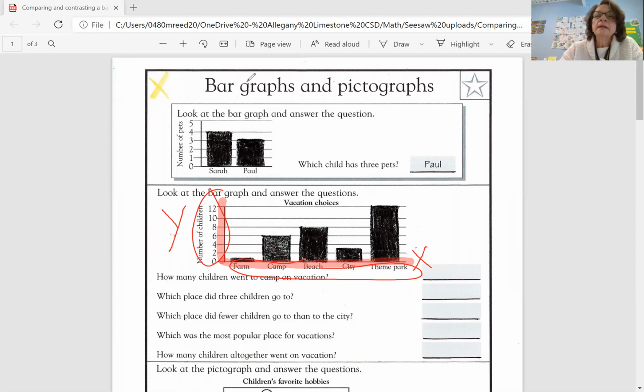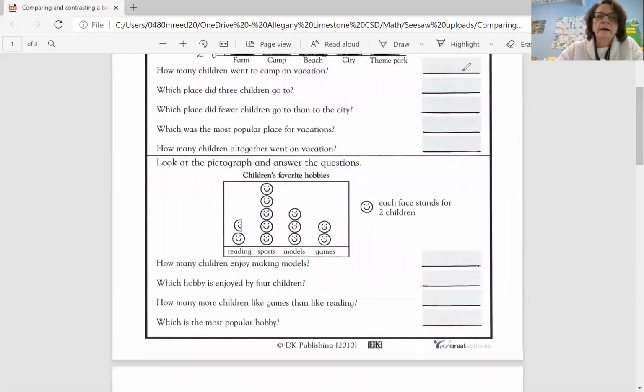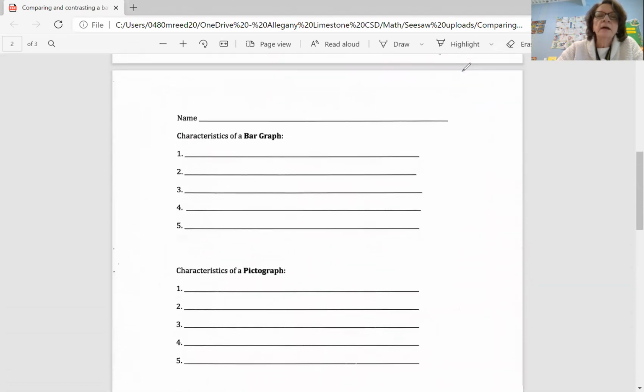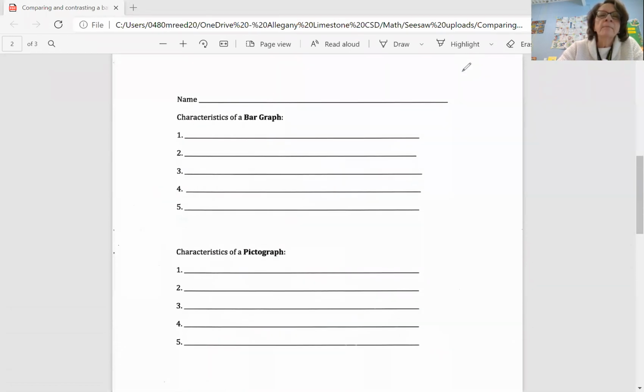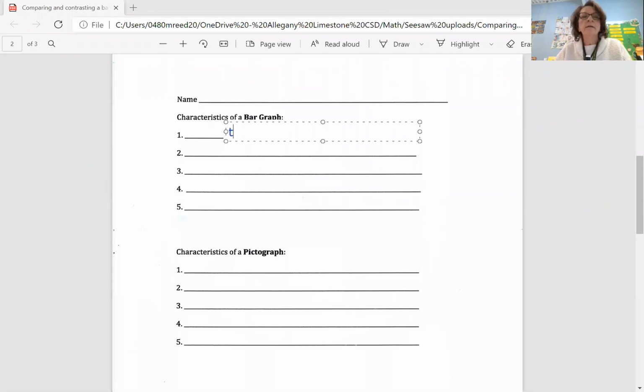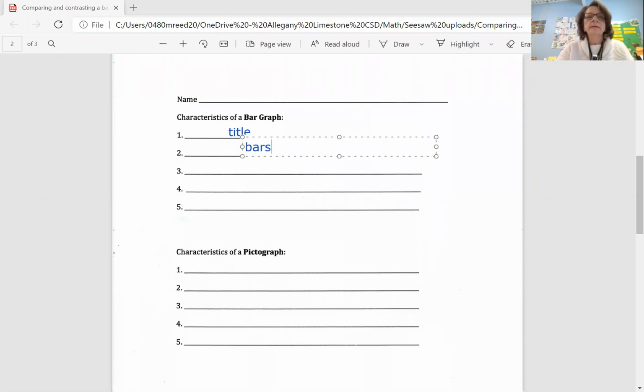All right. So I'm going to clear these and I'm going to go back and we're going to refill in all the parts to the bar graph. And I'm going to type them this time. It'll be a little bit quicker. So what did we say? The very first thing we said was a title. Okay, and the next thing we said was bars. And the next thing we said was, I think, a scale.